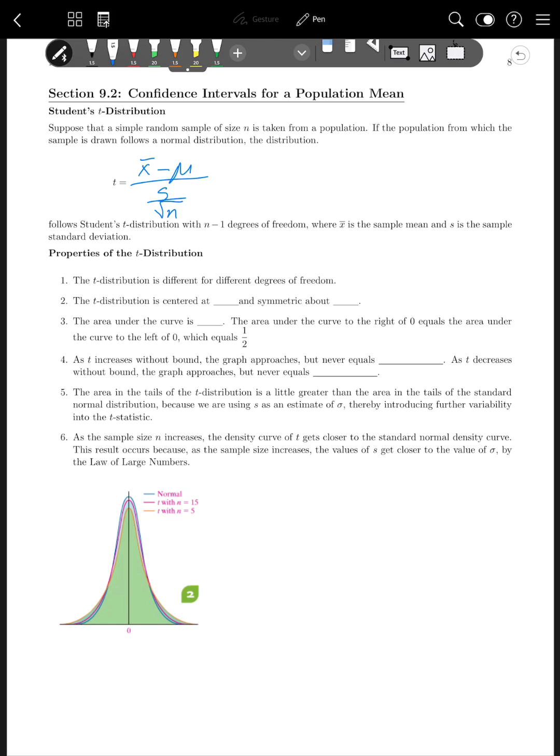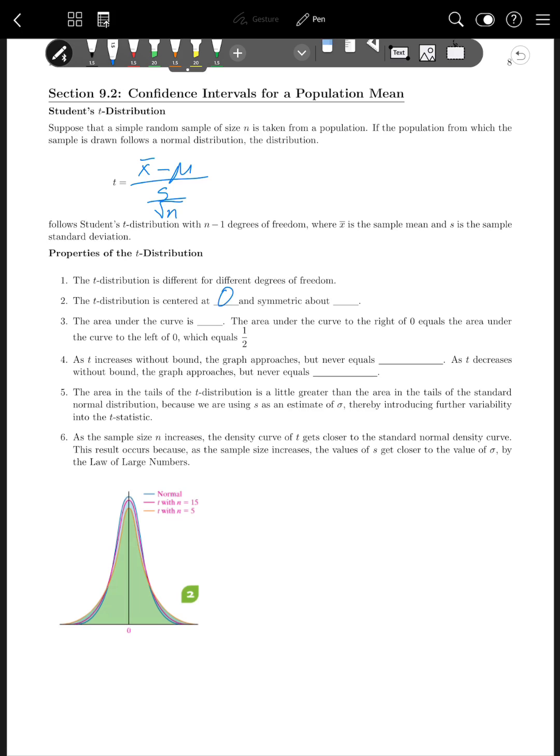Now what you should notice here is this looks a lot like what we did for z-scores, except instead of using sigma, we're using s. And when we use s, we get a slightly larger standard deviation than we did when we calculate sigma. So that's why we need to use this t, and it's going to be a little wider than it would be if we use the normal distribution. So the t distribution is different for different degrees of freedom. So the more degrees of freedom you have, the closer this is going to look to the normal curve.